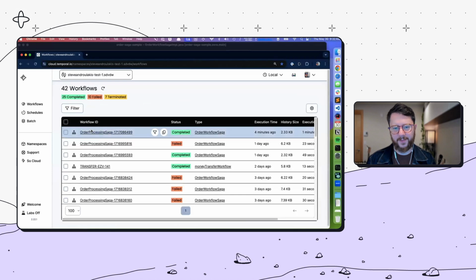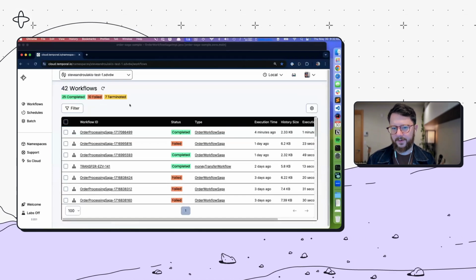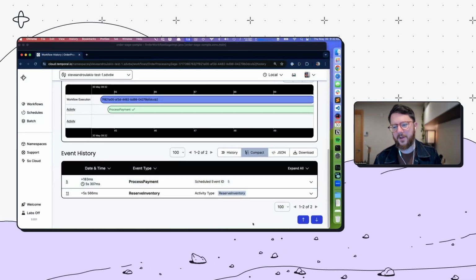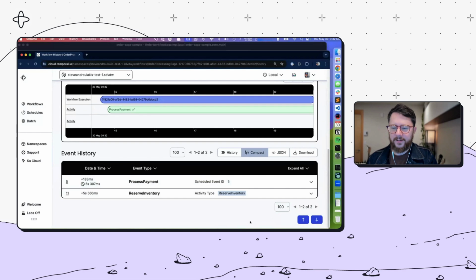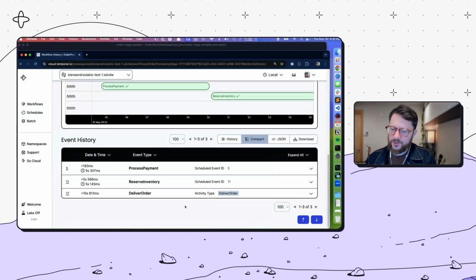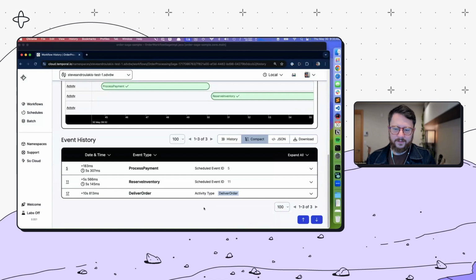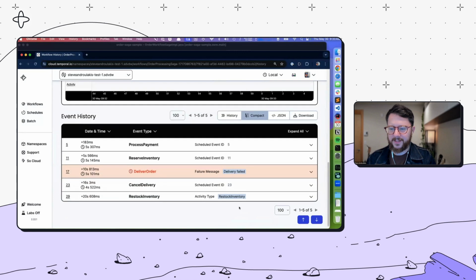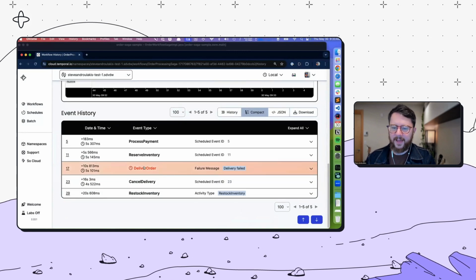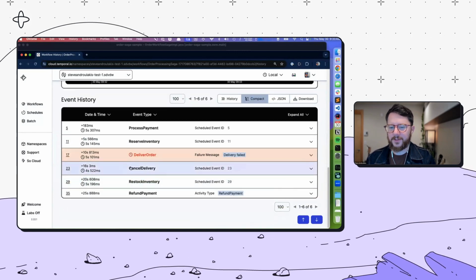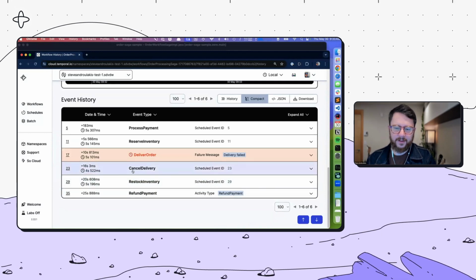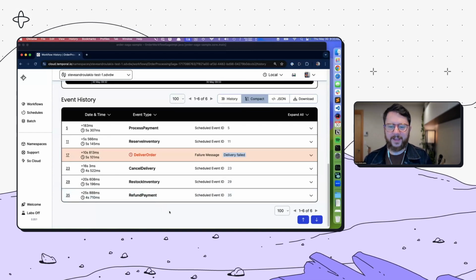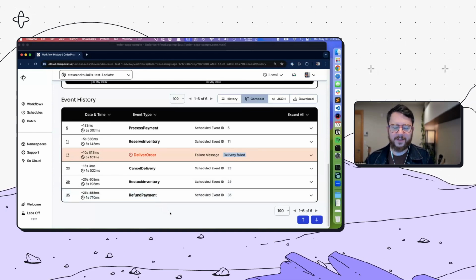All right. Things happen quickly, so I need to go back to the interface. Wait a second. There it is. All right, it's processing the payment. It's reserving the inventory, or at least it's trying to reserve inventory. That should succeed. And now it's trying to deliver the order. Okay, that's our runtime exception right there. Delivery failed, which is my little runtime exception message. And you can see immediately that deliver order has failed, those compensations have kicked in: cancel delivery, restock inventory, refund payment. And just like that, you get that Saga pattern, those rollbacks or compensations.